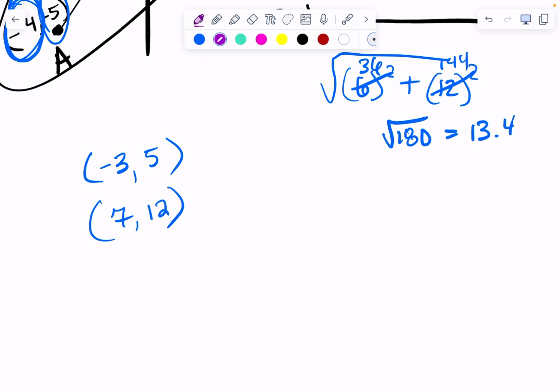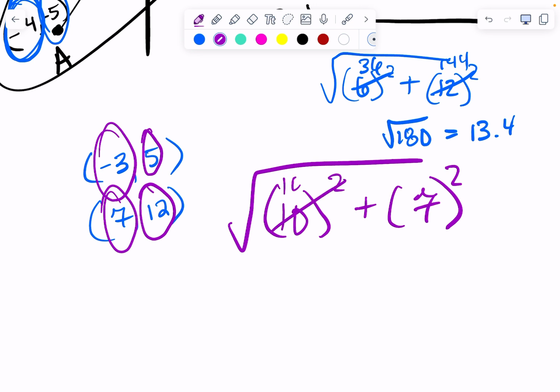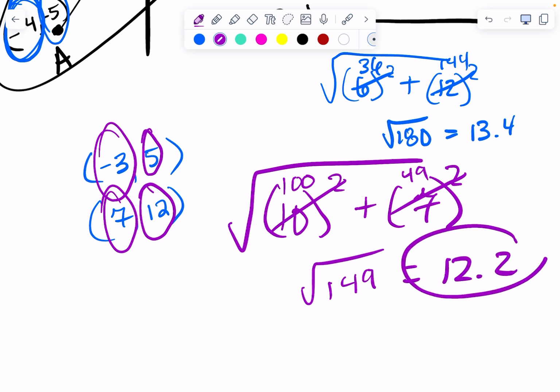19.7. All right, real quick. Don't put away yet. Square root of your two pieces. All right. How far apart is -3 and 7? 10. How far apart is 5 and 12? 7. 10 squared is 100. 7 squared is 49. The square root of 149 is 12.2-ish.